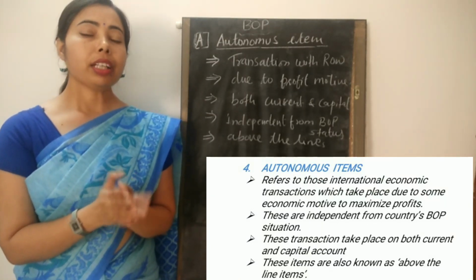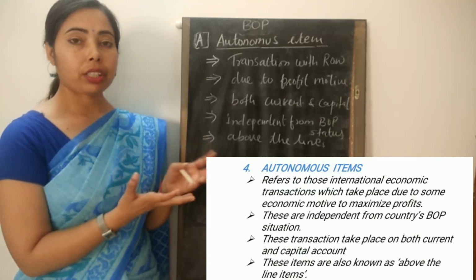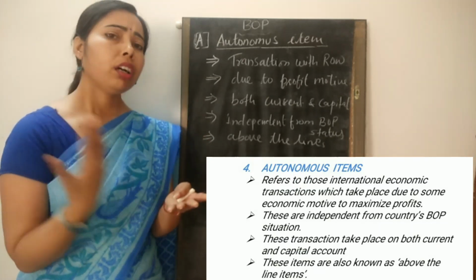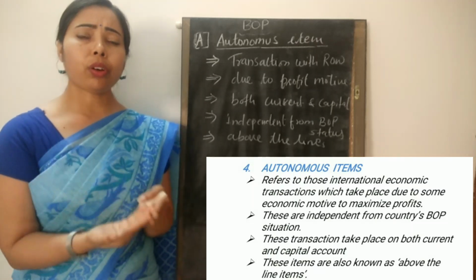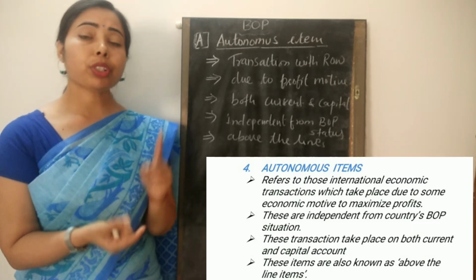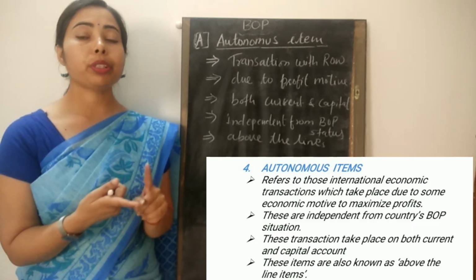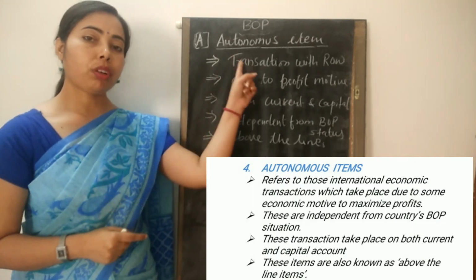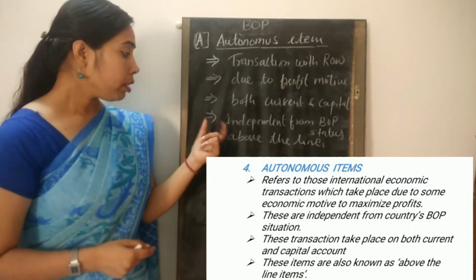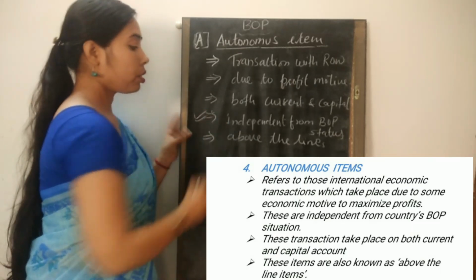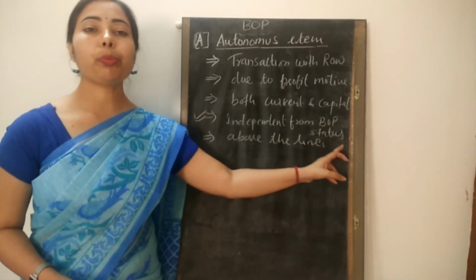Remember this: transactions can be in any form, either visible, invisible, unilateral or capital. All four transactions we are talking about, but the transaction which is done only for the purpose of earning profit will be known as an autonomous item. One very important line to know is that these transactions are independent of BOP status.